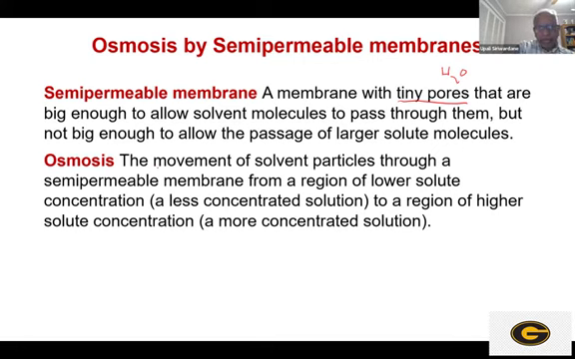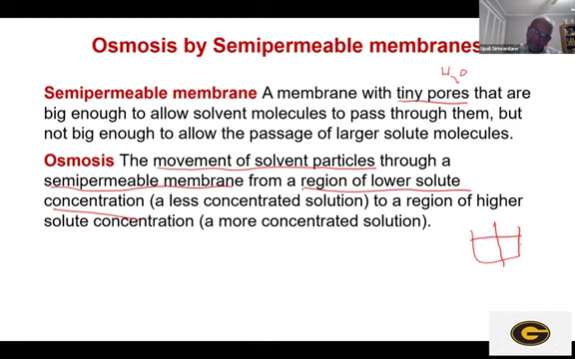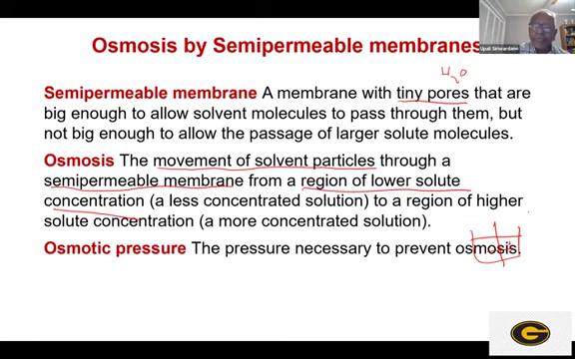Osmosis is defined as the movement of solvent particles through a semi-permeable membrane from a region of lower solute concentration. You can have two solutions separated by a semi-permeable membrane. It could be water or lower concentration. This is higher concentration. Water flows from lower to higher. That's the process of osmosis.